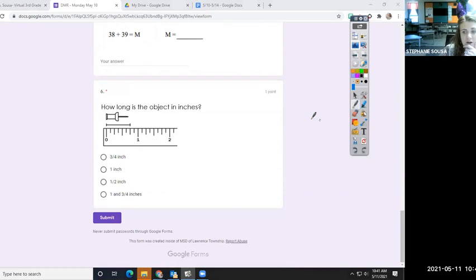Last one. How long is this object in inches? We have not gone to 1 inch, so the 1 inch options are gone. We are either at a 1/2 inch or 3/4 of an inch. 1, 2, 3. There are 3 hops, and I know from my pattern that goes 0, 1/4, 2/4, 3/4. 3/4 inch is your correct answer. Questions on that one?